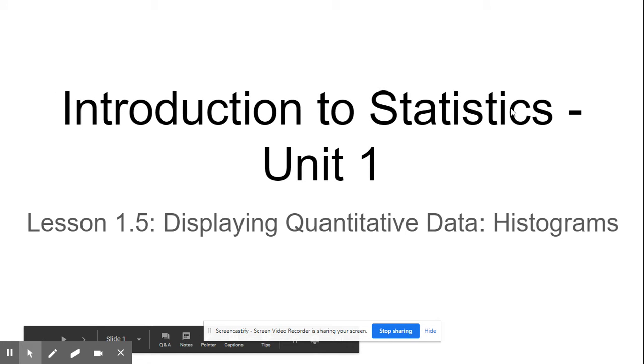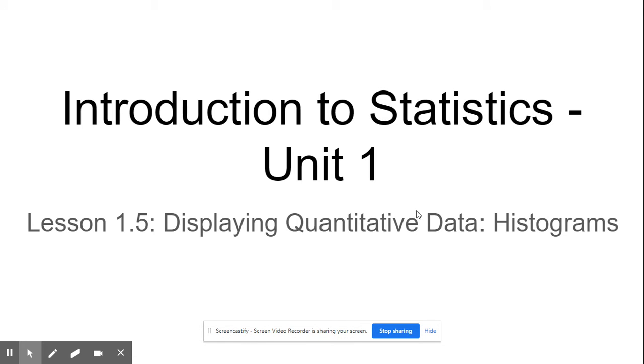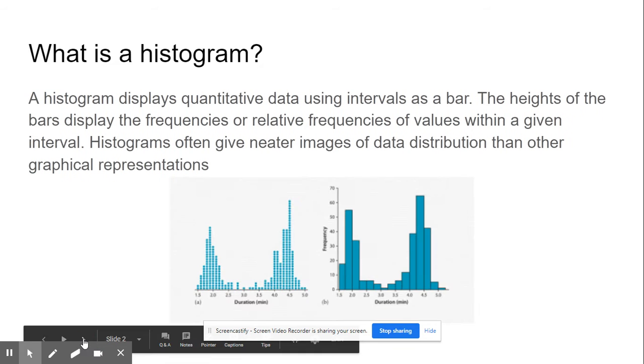Welcome to the third week of Introduction to Statistics, Unit 1, Lesson 1.5, Displaying Quantitative Data, Histograms.